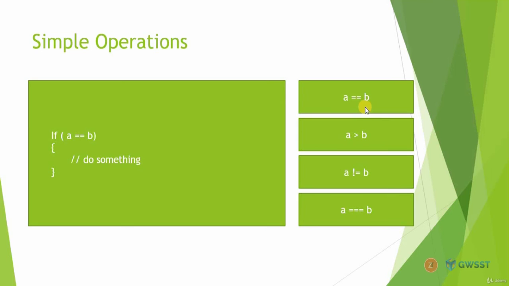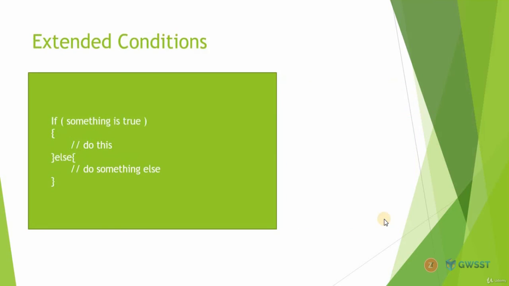So we have a is equal to b. Again, we have to use the double equal to sign. After that, we have a is greater than b. And if something is not equal to each other, then we'll use the exclamation mark over here. Now in JavaScript, we have another method of specifying the triple equal to sign. We'll get deeper into the triple equal to sign in the further classes.